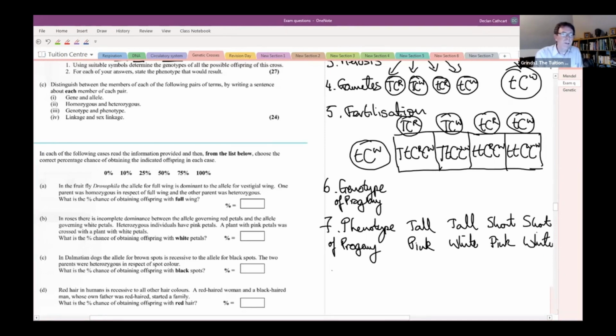So the last thing we need to put in there is then a ratio. So now you can see why it's the 8-step method. It's 1 is to 1 is to 1 is to 1. All of these are equally likely to be produced in the offspring.